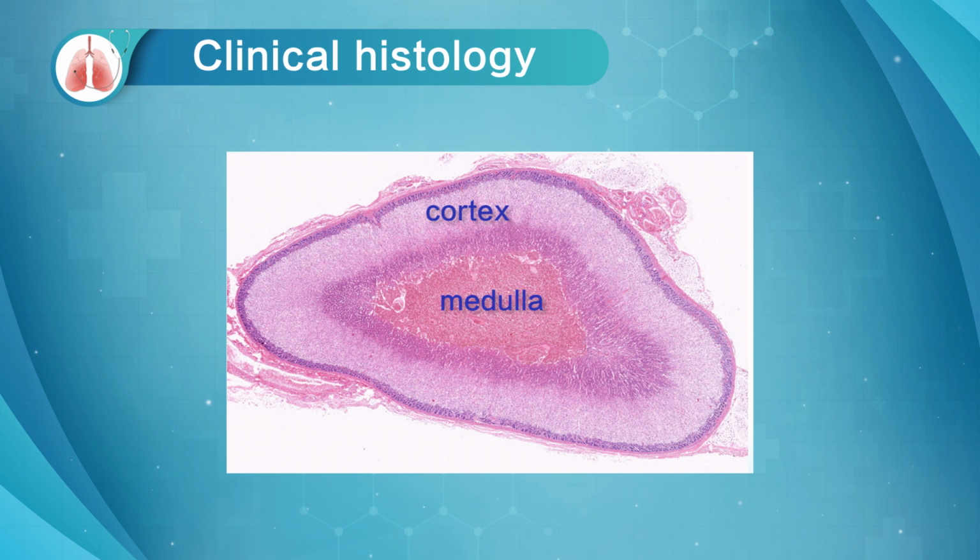The 2 parts are different in embryogenesis. The cortex arises from mesoderm, and the medulla from the neural crest of the ectoderm. Thus, their structures and functions are significantly different. In this session, we will focus on the cortex.